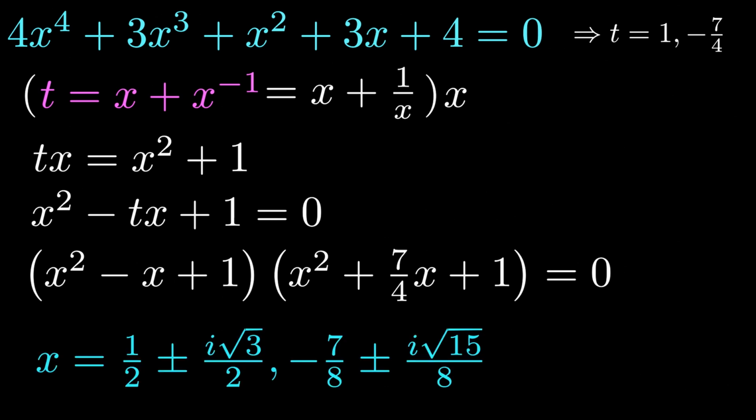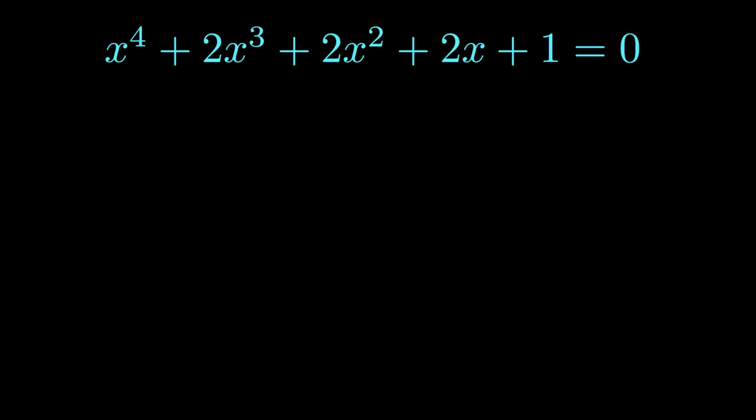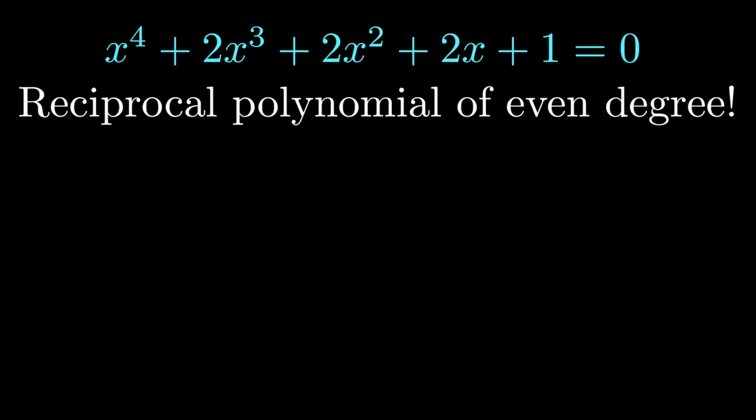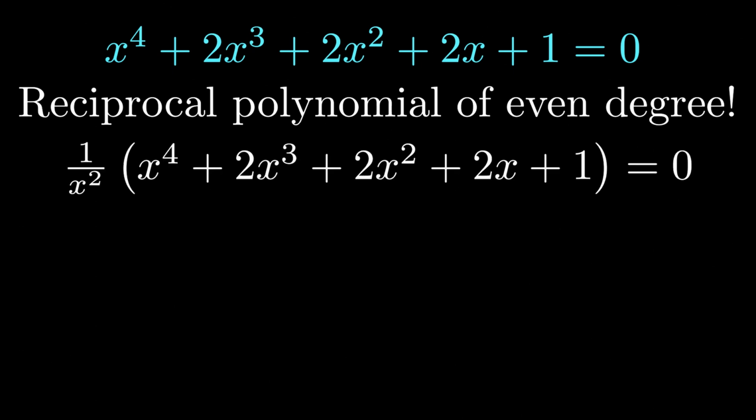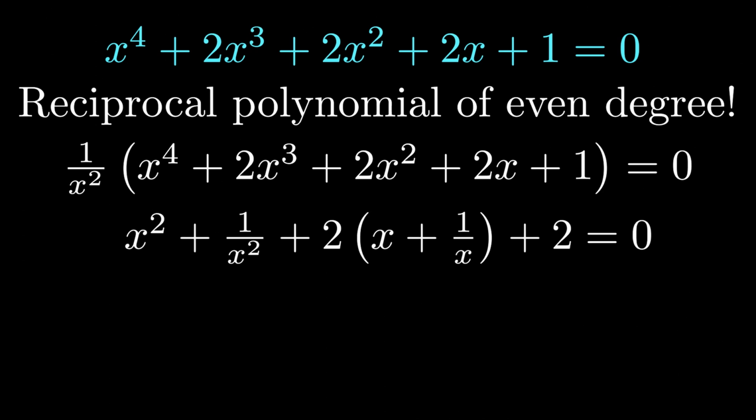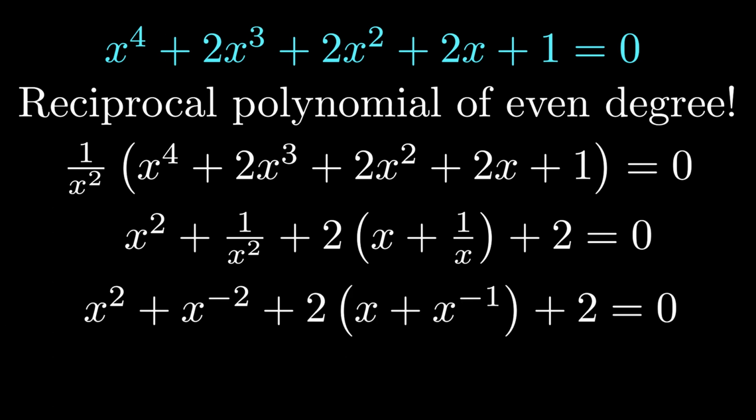Let's just do another example to make sure we really understand the procedure that we've just described. Given the following polynomial equation, based on what we've just learned, what can we say about it? Well, we can say that it's a reciprocal polynomial of even degree, so we know that we can apply our technique to it to solve it. Let's begin by multiplying everything by 1 divided by x squared. This gives us x squared plus 1 divided by x squared plus 2 multiplied by x plus 1 over x plus 2 equals 0. We can rewrite this as x squared plus x raised to minus 2 plus 2 multiplied by x plus x raised to minus 1 plus 2 is equal to 0.